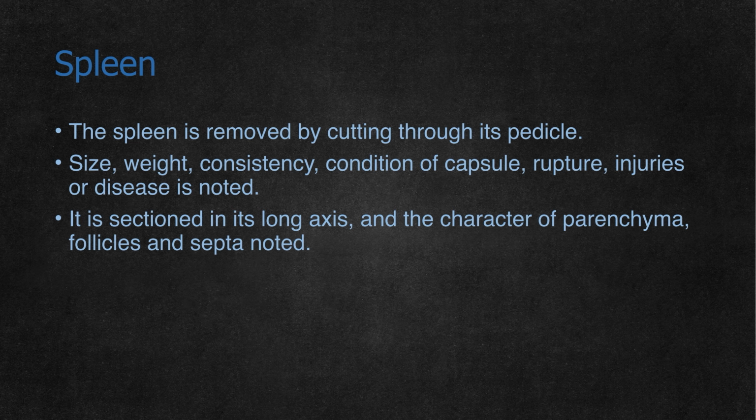The next organ for dissection is the spleen. The spleen is usually present above the stomach. The spleen is removed by cutting through its pedicle. After the spleen is cut open, its size, weight, consistency, condition of the capsule, rupture, injuries or diseases, if any, are noted.